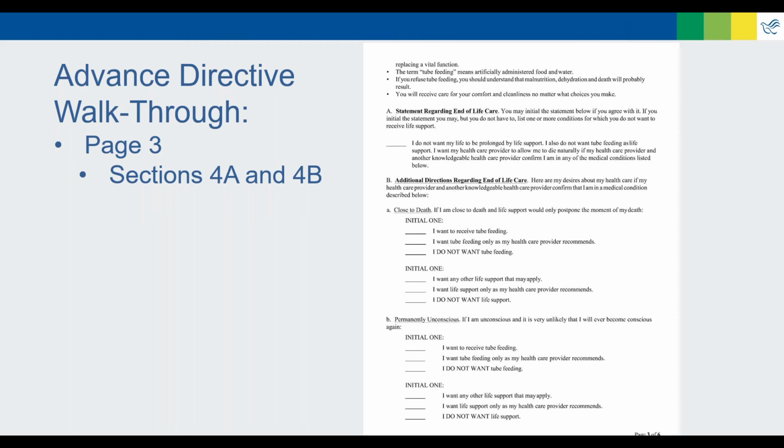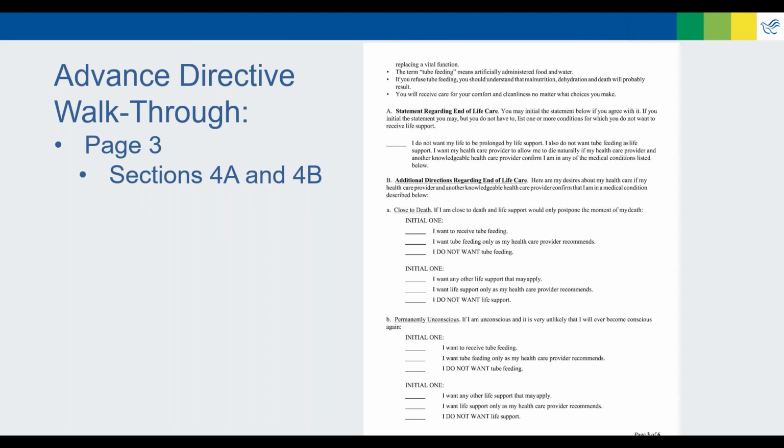I want my healthcare provider to allow me to die naturally if my healthcare provider and another knowledgeable healthcare provider confirm I am in any of the medical conditions listed below. So if you feel that strongly, you can initial this line and put a diagonal line through all the sections here, making it clear that you're foregoing any other choices about these 4 medical conditions. But if you do not want to initial that line in 4A, then you can put a line through that paragraph stating that you did not agree with that statement, and you're going to specify the type of care you want in these other 4 situations.